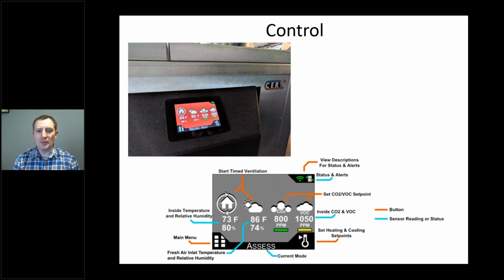Below that, along the bottom, is the current mode of operation. So that corresponds to the previous slide where I showed the different modes of operation. And then in the upper right, it's kind of a status alert bar there. So this is kind of the main screen where you navigate through to get to any of the other screens.